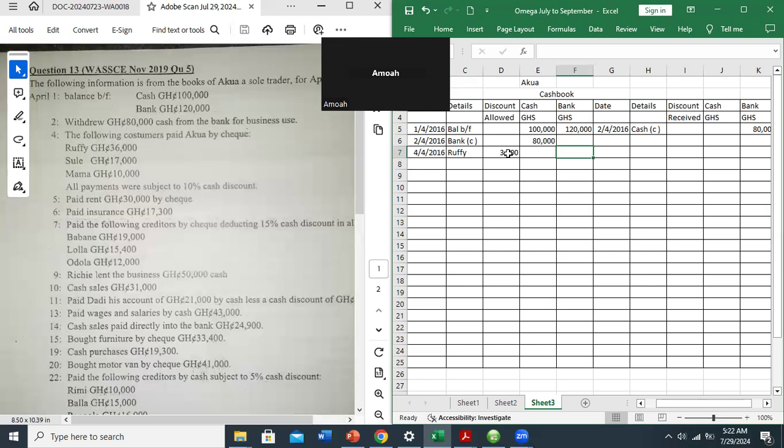36,000 minus 3,600, that's 32,400. So the net figure is what you put under the bank or cash, depending on which medium. And in this case, we're given the check, which is bank. So we go to Sule on that same date. Sule's case, 17,000. So times 10%, that'll be 1,700. We'll deduct that from the gross figure, 17,000. And we'll get 15,300. And then finally, from Mama.